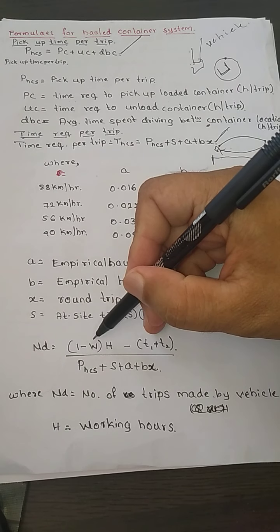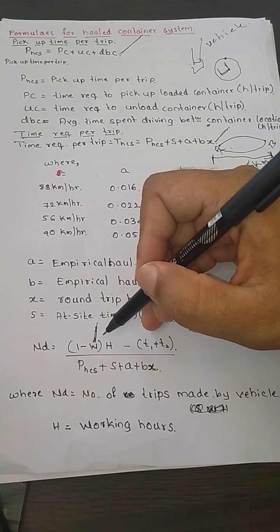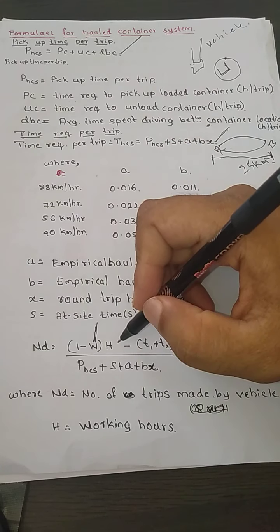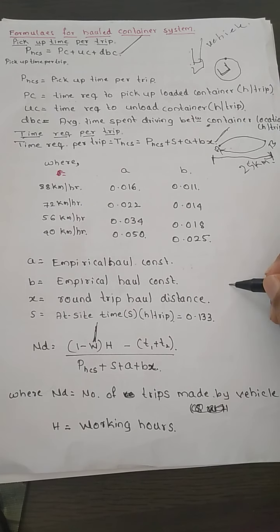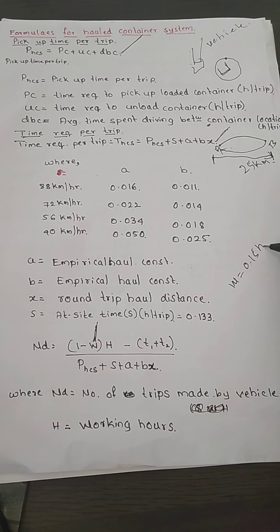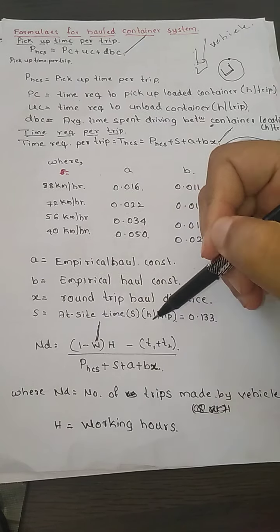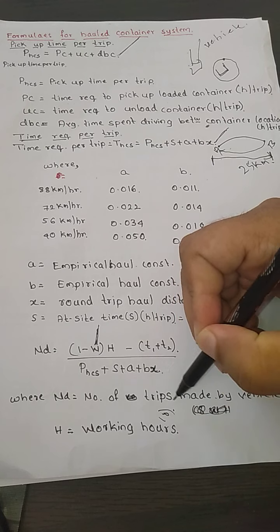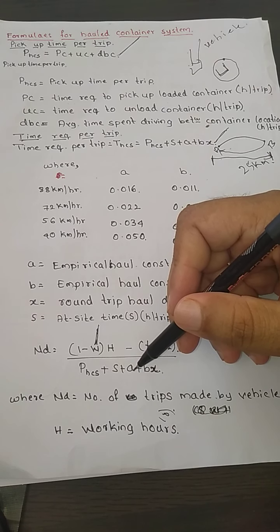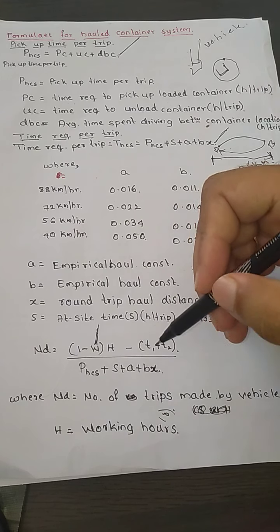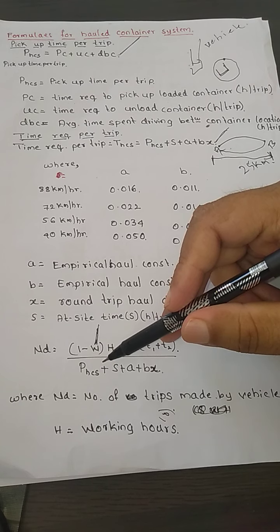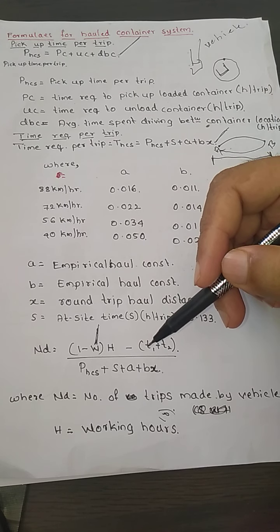Now what is this W? W is nothing but what we call the off-route factor. It usually varies between 0.1 to 0.25 hours, but normally we take this off-route factor W as 0.15 hour. Okay, so W is clear. H is nothing but the number of working hours. Normally it will be 8 hours, or whatever working hours they give, that we need to write. And T1, T2 are clear, S is clear, A is clear, B and X are clear.